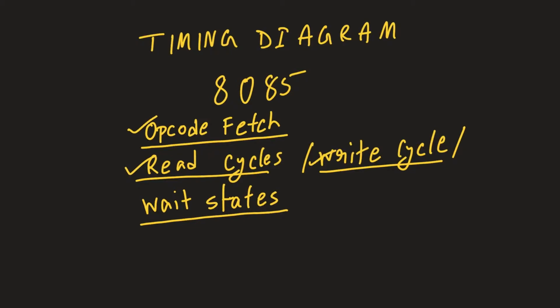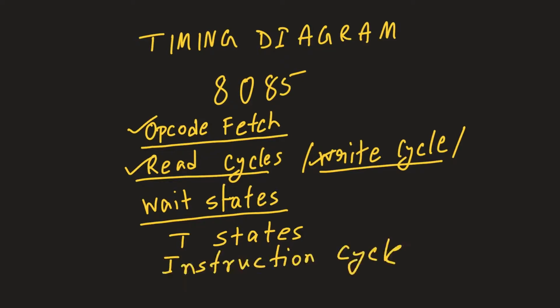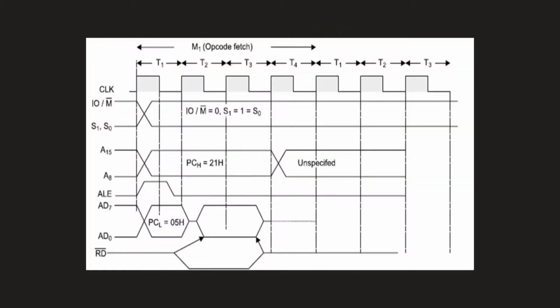Each machine cycle is a combination of some T states, and the entire combination of the opcode fetch cycle and other cycles, if they are there, is called an instruction cycle. The first machine cycle, as we have already seen, will be an opcode fetch cycle, and this opcode fetch cycle has either 4 T states or in few cases up to 6 T states also. In this case, the opcode fetch cycle only has 4 T states: T1, T2, T3 and T4.